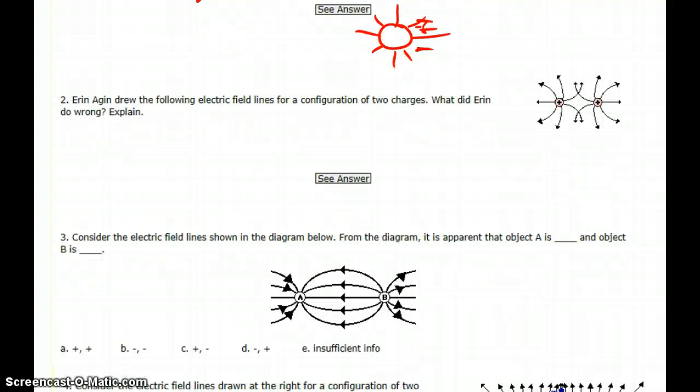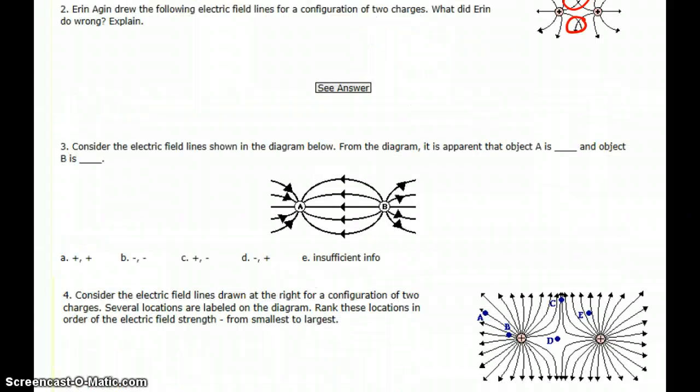Okay, when you have our friend Aaron again, you know that somebody is going to be wrong about something. And the problem here is these two spots. The electric field lines cannot cross. They are the addition of vectors, so they can't cross over each other.